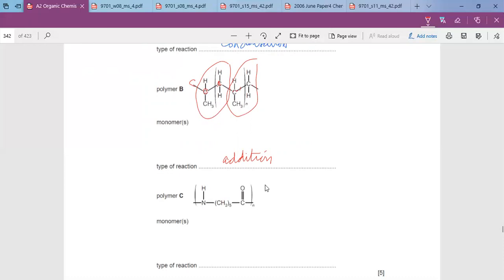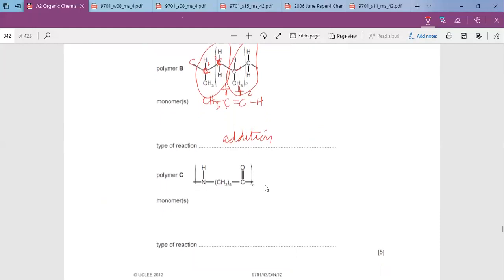No. Oh, the double bond must be here, is it? So two carbons here. So 1, 2 carbons here. This carbon, this carbon, carbon 1, carbon 2, carbon 1, carbon 2. You put CH3 down here, and your H here, and the H here, and the H here. This is propene. Yes, easy.